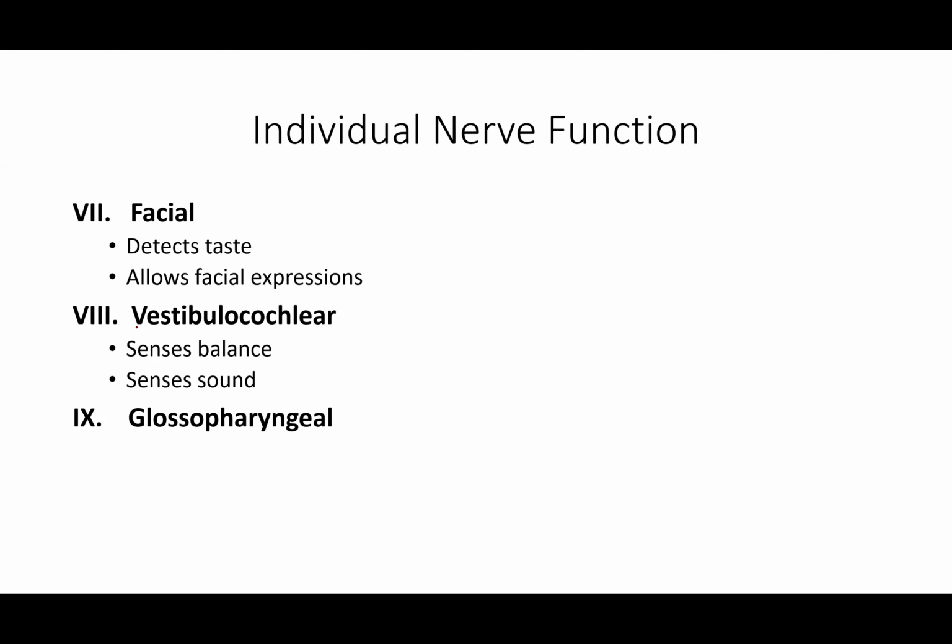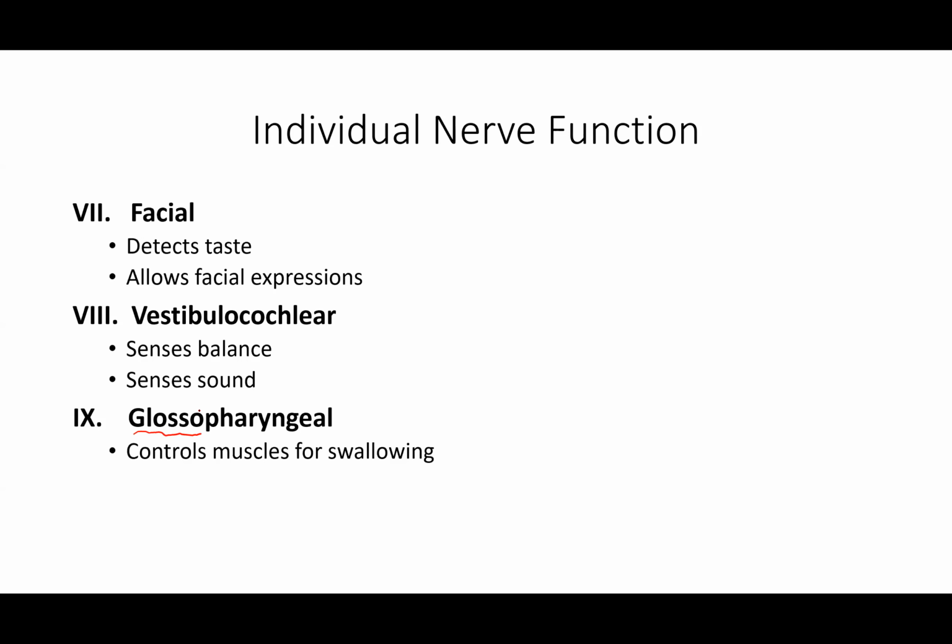Glossopharyngeal, number 9. So glosso is referring to the tongue. So it controls muscles that are used for swallowing. Your tongue is heavily involved in that process.